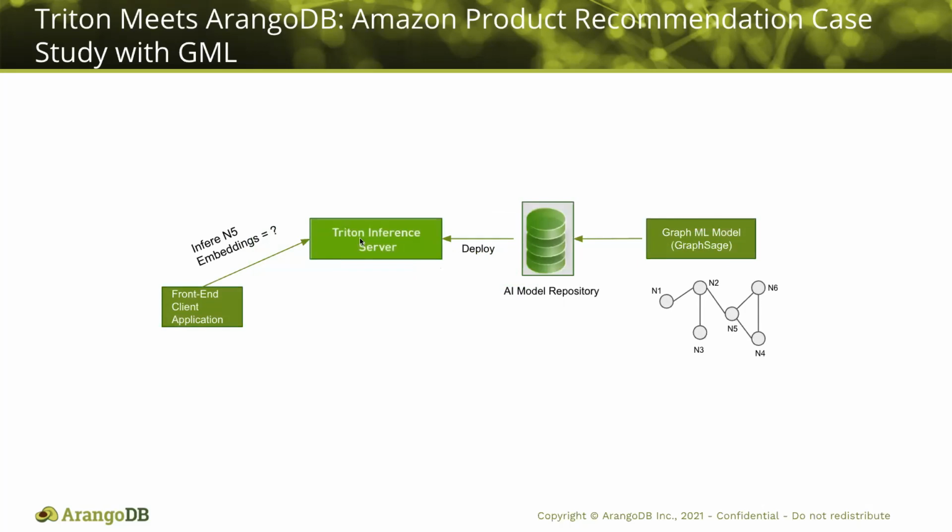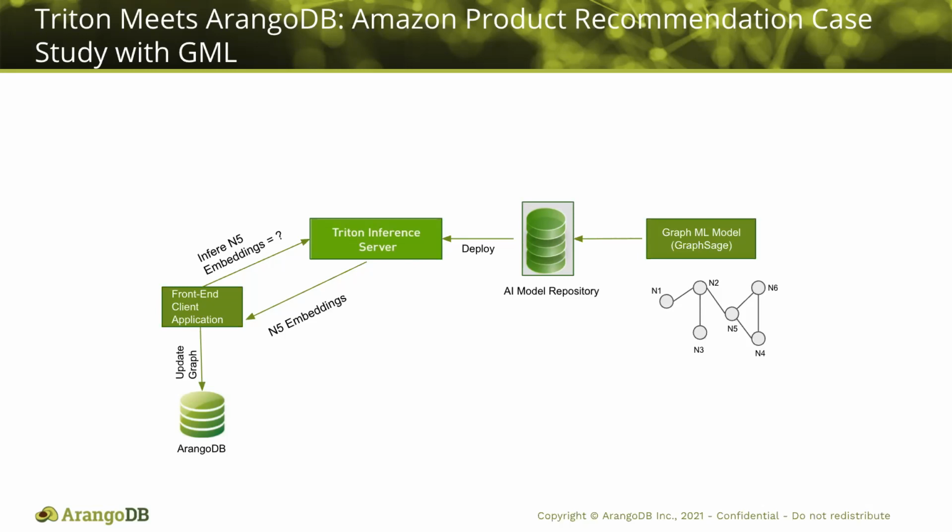Once it is deployed, let's say I want to know the node representations, or embeddings, for node 5. How I can know its embeddings is that we can write a front-end client application, or an inference script, which interacts with this Triton server. With this inference application, we request the embeddings of node 5, and we hit the server with all the inputs.